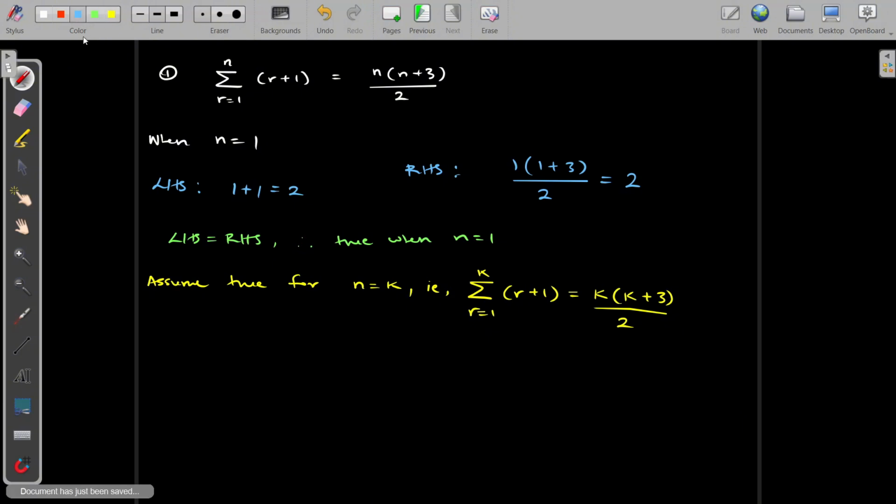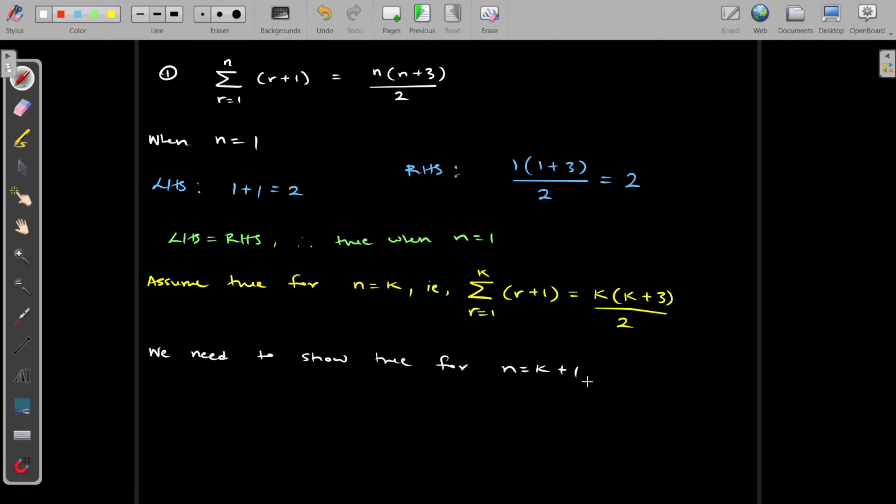Then the last thing we need to do is show that it is true when n is equal to k plus 1, because remember, based on the principle of induction, if n is equal to 1 is true, n is equal to k is true, that means if we combine 1 and k to get the k plus 1, that must also be true. Clear? Yes, sir. So now we need to show true for n is equal to k plus 1.